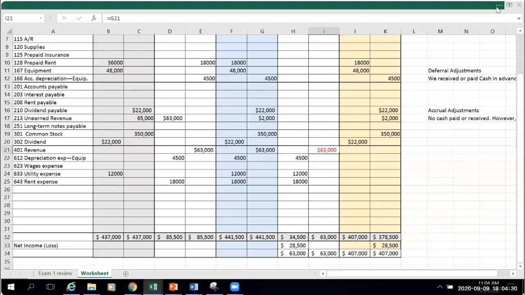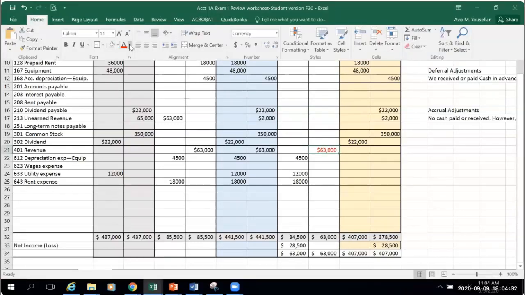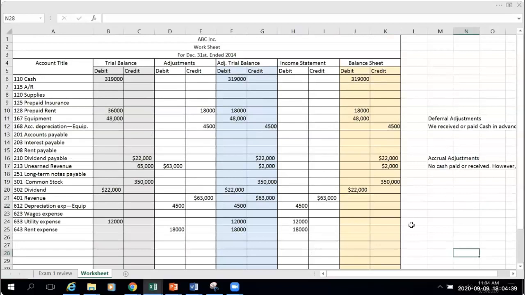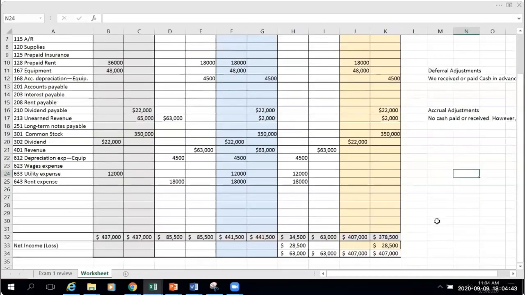I don't know why this is red, but okay. Any question? No? Okay. So the balance is ready.